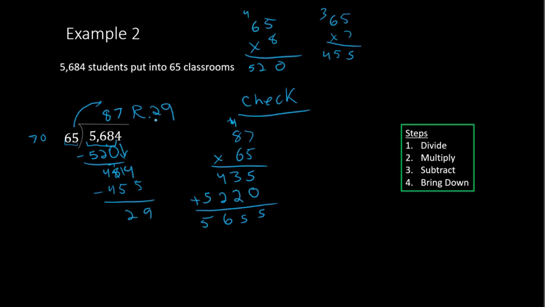Then we add the remainder of 29. When you add that together, 5 plus 9 is 14. Take the 4, carry the 1. 1 plus 5 plus 2 is 8. Then we have a 6 and then a 5. So 5,684, that matches with the dividend. Therefore we do have the correct solution, which would be 87 with remainder of 29.